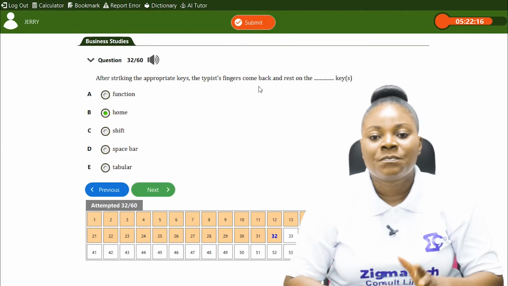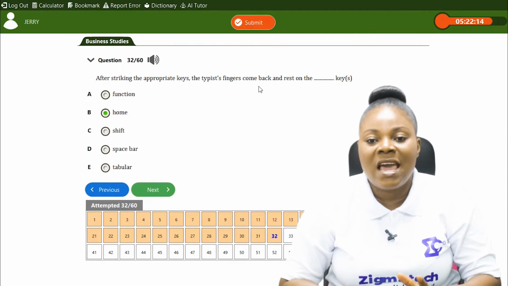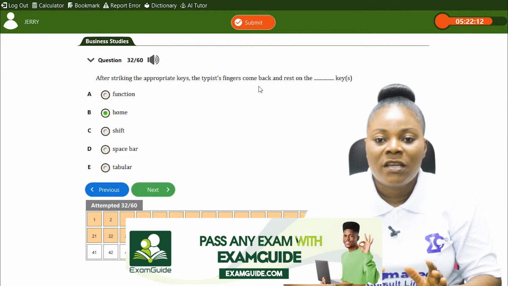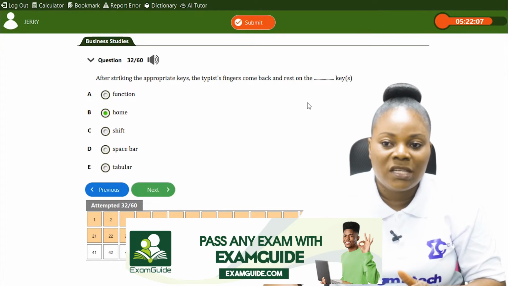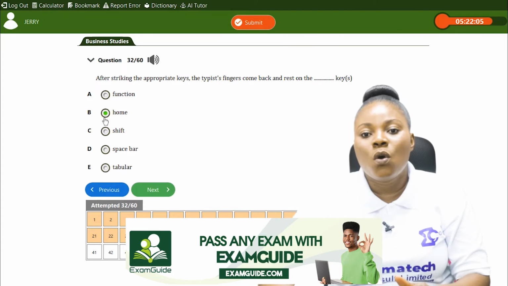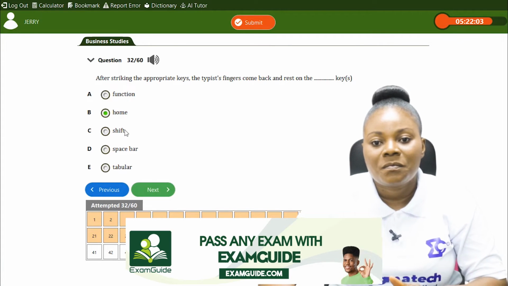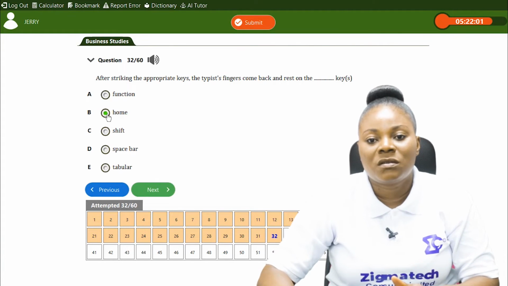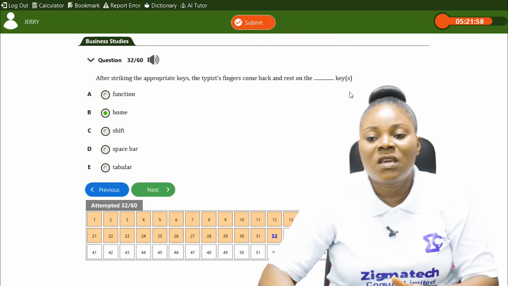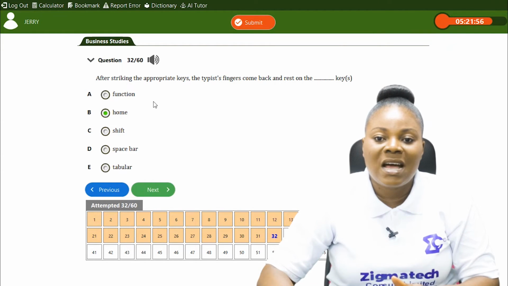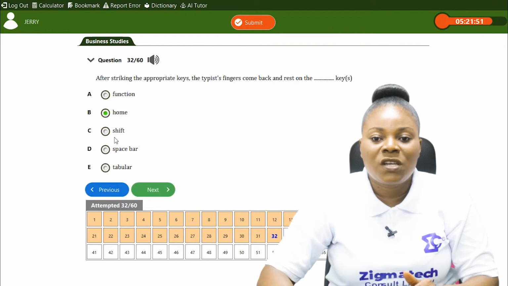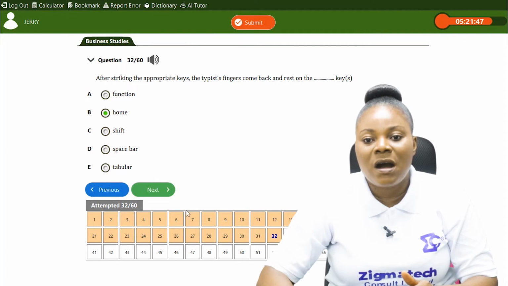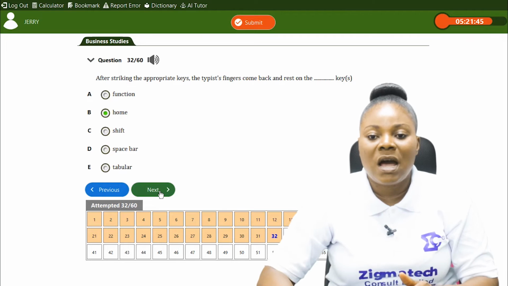The home keys are letters A, S, D, F, column L, K, J. They are referred to as the home keys. So the answer is option B. We still have some other groups of keys like the function keys, that's functions 1 to 12. They carry out special functions. We have the shift keys and the space bar keys. All these are other keys that can be found on the computer keyboard.